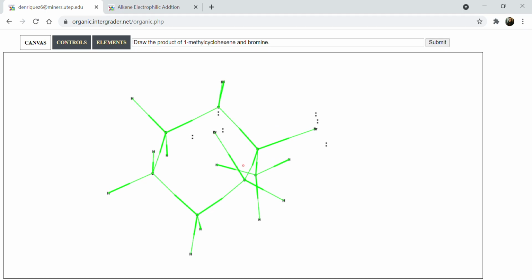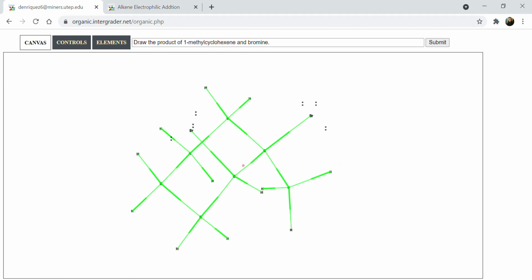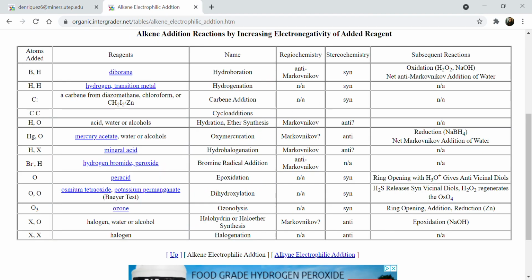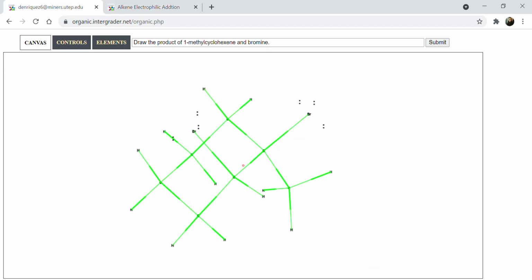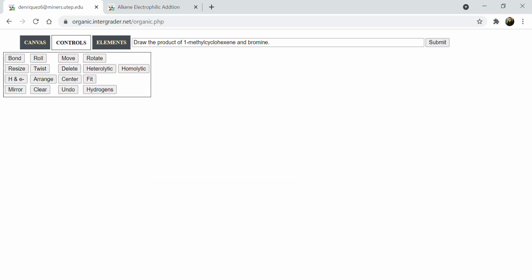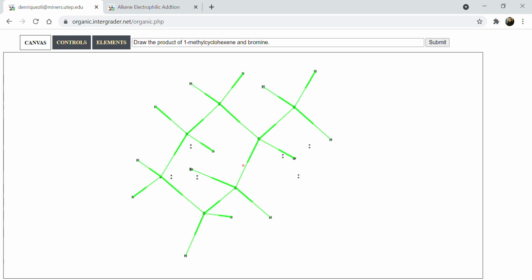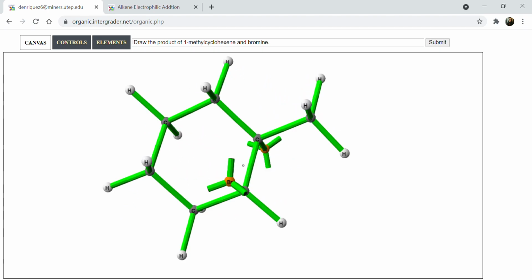Just to make sure that, nope, so you see how these are actually syn, but when we look here, we want it to be anti. So I'm going to move this down and this up. Okay, so now that they're opposite, it will be good to go.